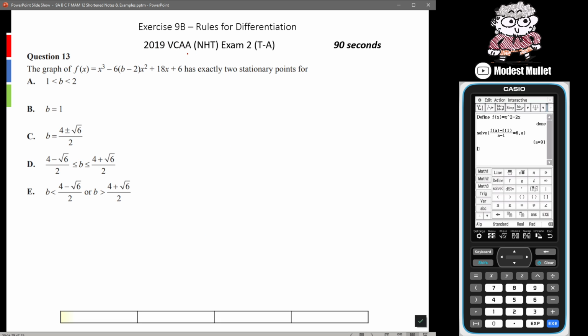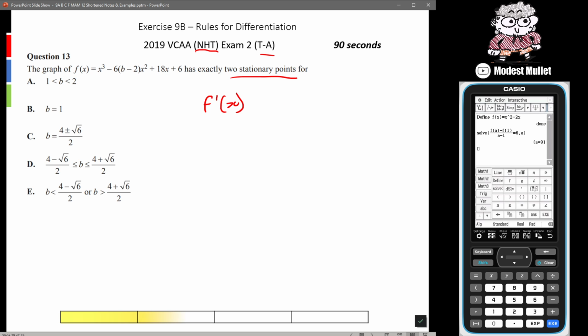Right, 2019 Northern Hemisphere exam 2, so that's tech active again. The graph of f(x) has exactly 2 stationary points. Okay. So we need to know where the stationary points occur. Stationary points is another way of saying turning points. So we need to calculate the derivative. So f dash of x is equal to.